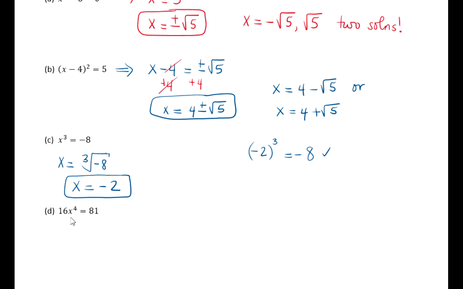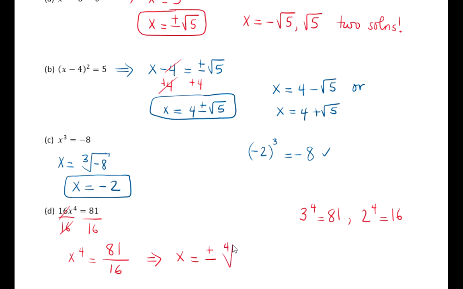You need to again isolate x, so I divide both sides by 16. So these two will cancel, and I got x to the 4 equals 81 over 16. Now I want to say you have to just do those observations. Like again, you may use a calculator, but this 3 to the 4 is, for example, 81, and then 2 to the 4 is simply 16. So that will imply that you got x equals minus plus 4th root of 81 over 16.